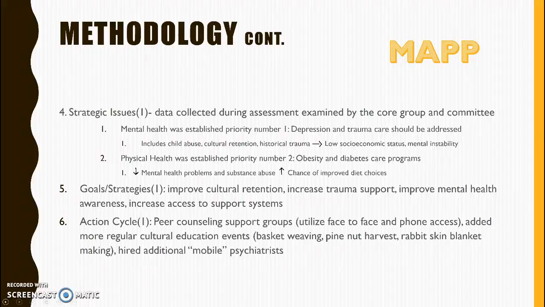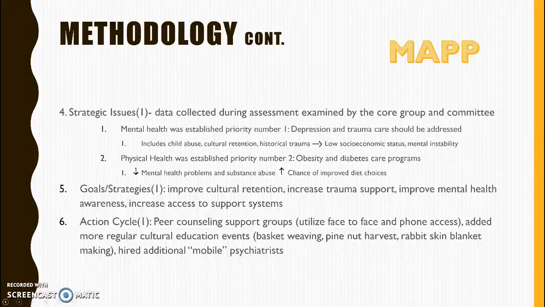Once all these assessment issues were looked at, both groups came up with 2 priority health problems. The number 1 priority health problem the group agreed on was mental health, specifically that depression and trauma care should be addressed. This included how child abuse, cultural retention, and historical trauma ultimately may be affecting the low socioeconomic status and mental instability of this population.